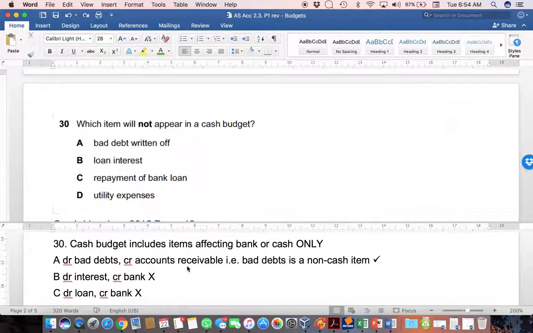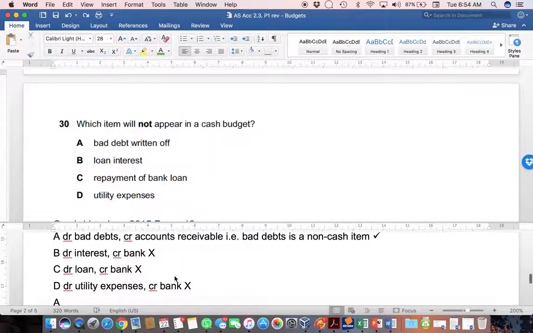However, if you're not sure of this to start with, let's have a look at what accounts are affected where a transaction like this takes place. Remember that bad debts, you would have debited bad debts and credited accounts receivable. So this means that your bad debts is a non-cash item and we will use it.